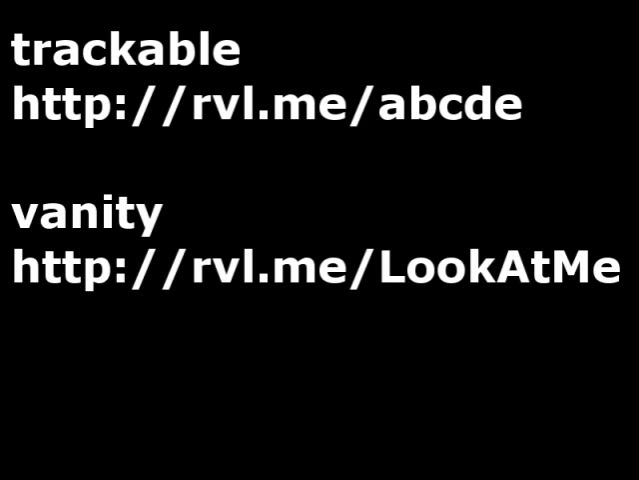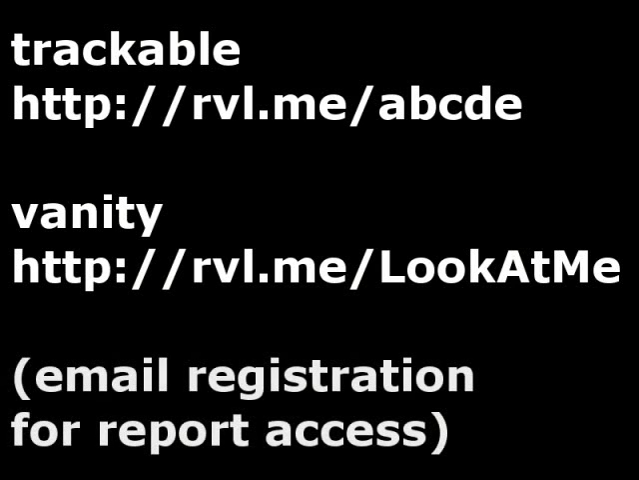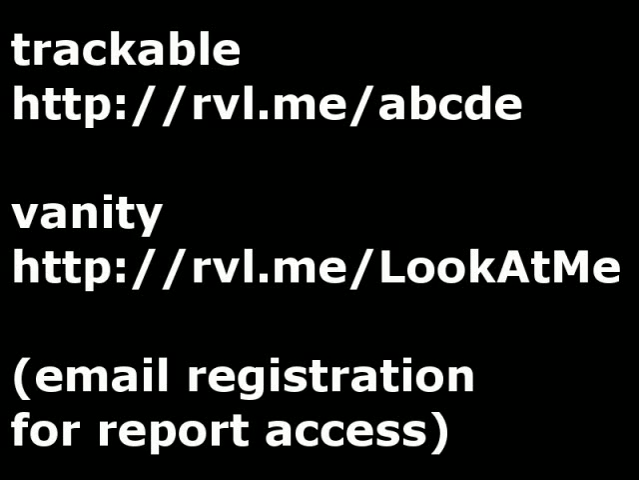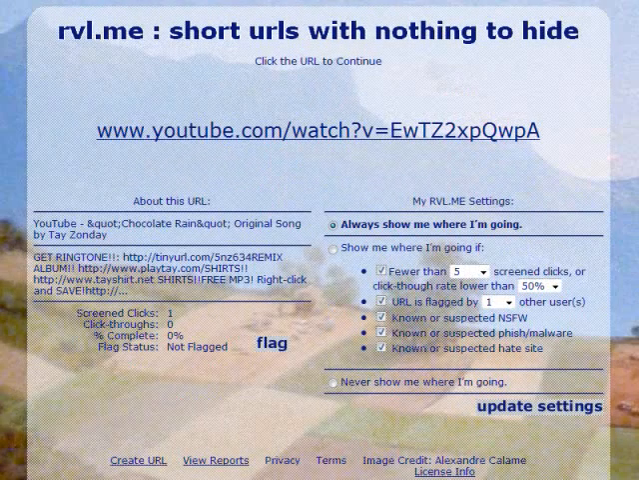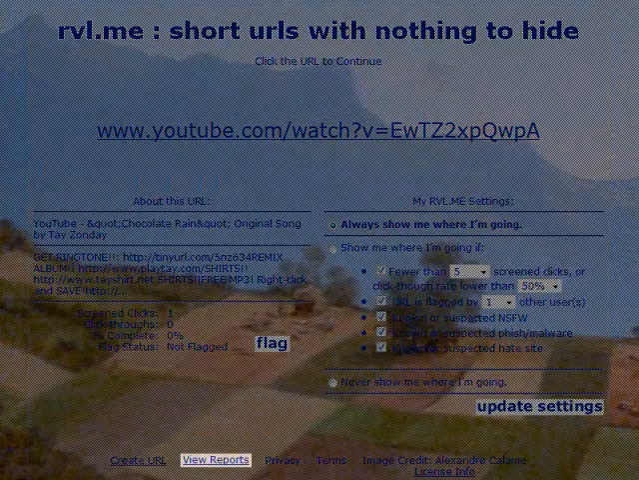But if you wish to view the reports for your trackable and vanity URLs, you'll need to provide a valid email address and check your inbox for the confirmation email. That email will contain a link you will use to verify the email address you've provided. After you've verified your email address, you can view your reports by clicking the View Reports link that appears at the bottom of the page.